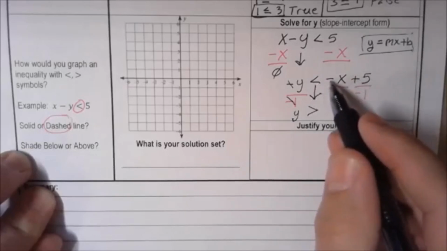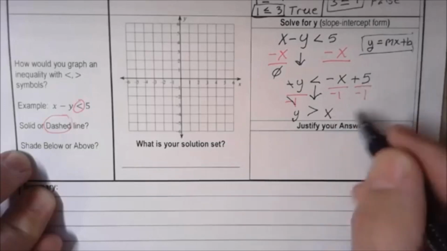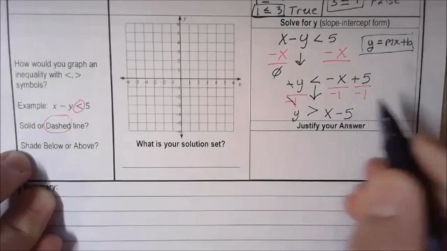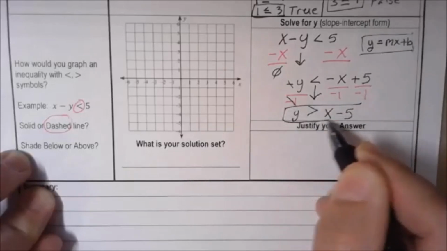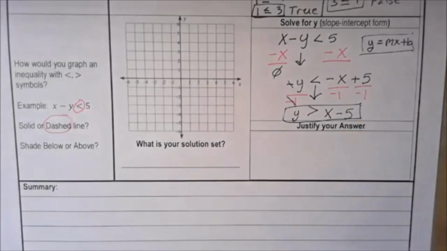And then I have a negative divided by a negative. That gives me a positive. And a positive divided by a negative gives me a negative. So now I can use this to go ahead and graph my lines. So let's go ahead and do that.